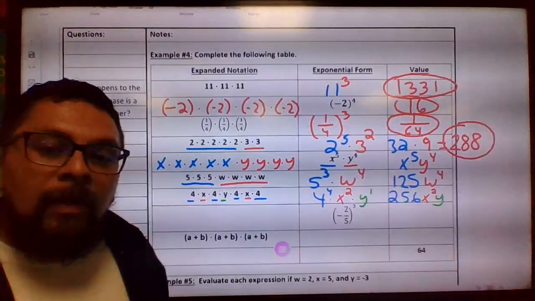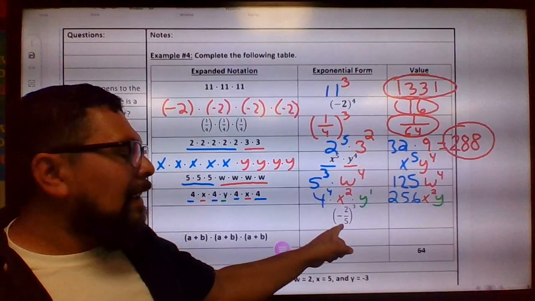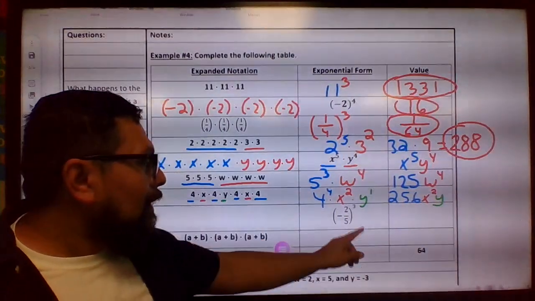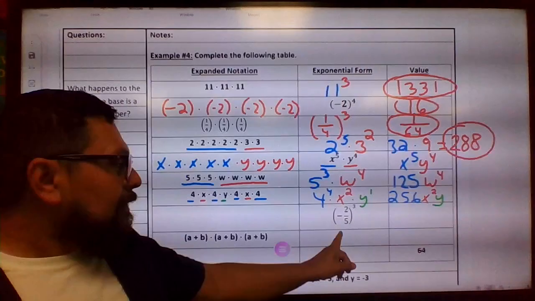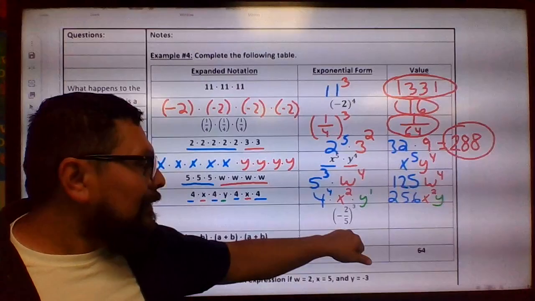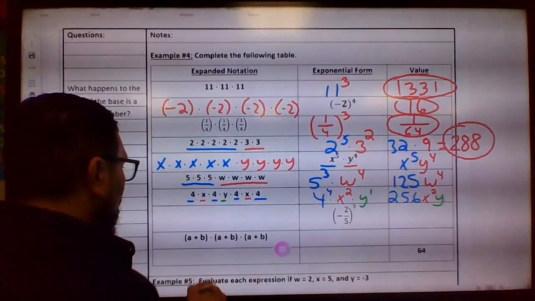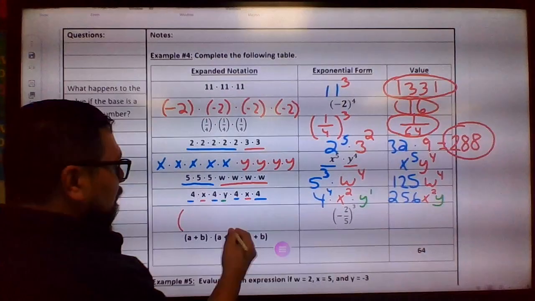All right, next one. So this is an exponential form. Negative 2 fifths, that's our base, and 3 is our exponent. So our base tells us what is being written how many times. In this case, it's negative 2 fifths written how many times? 3 times. So let's do it over here. Since it's in parentheses, we're going to write it in parentheses too.